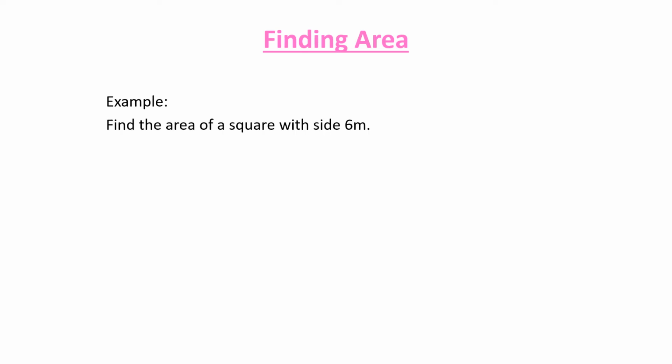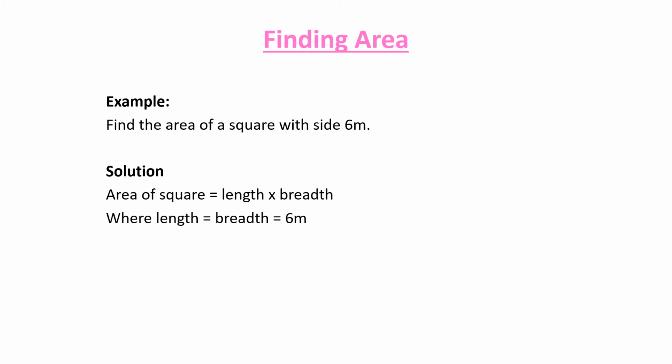Example. Find the area of a square with side 6 meters. Solution. Area of square is equal to length times breadth, where length is the same measurement as the breadth, which is equal to 6 meters. The area thus is equal to 6 times 6, which gives us 36 meters square.